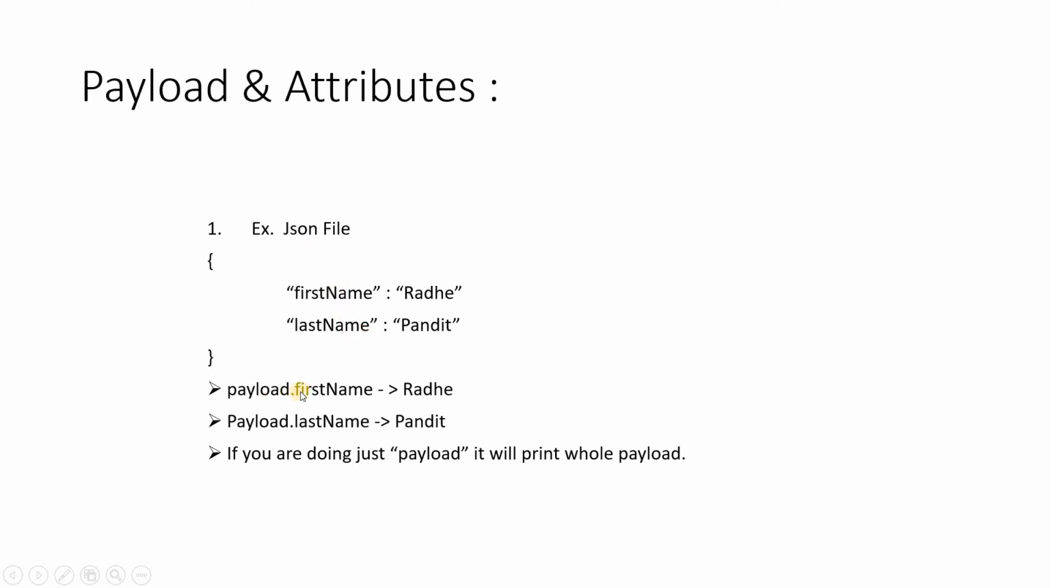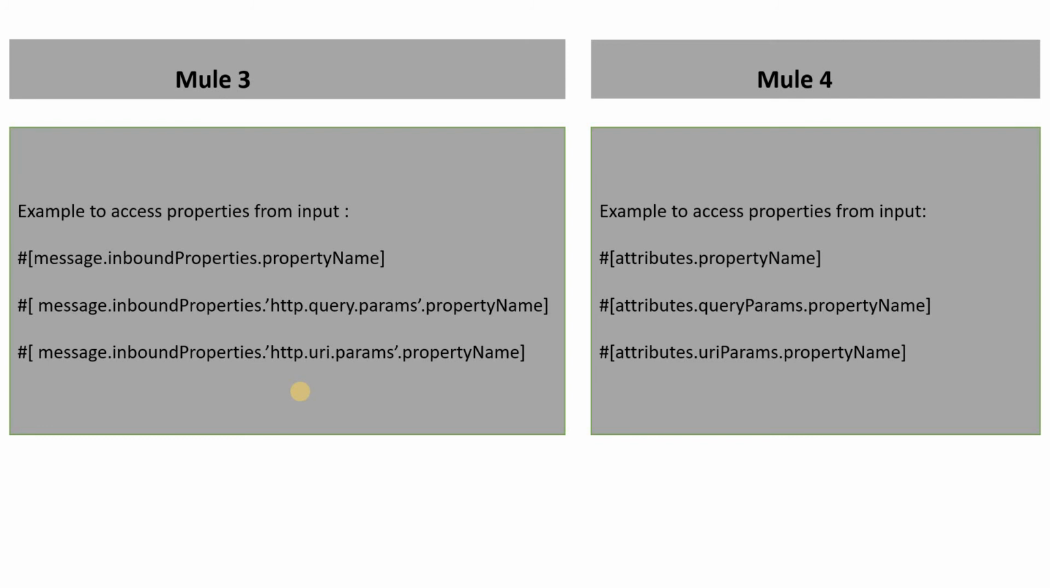So this is about the payload which I explained. Now I'm coming to the attributes, how we access properties like query parameters and URI parameters in Mule 3 and Mule 4, and what the differences are in both. Basically in Mule 3 you can access through message.inboundProperties.propertyName, whatever property you have to read. And for query parameters, message.inboundProperties.'http.query.params'.propertyName.